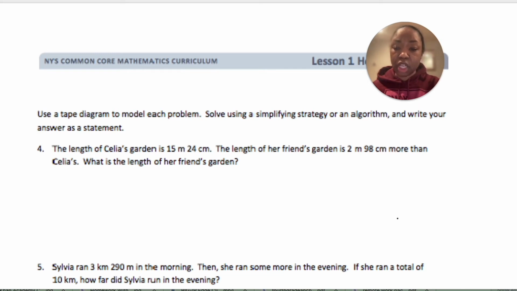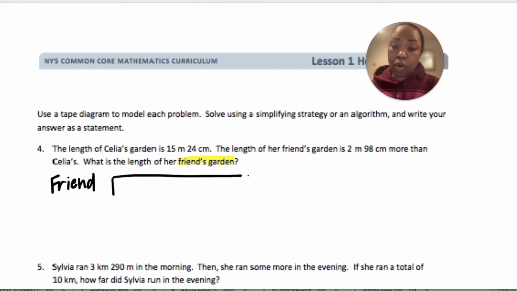The length of Celia's garden is 15 meters, 24 centimeters. The length of her friend's garden is 2 meters, 98 centimeters more than Celia's. What is the length of her friend's garden? So, they want to know the length of the friend's garden. So that's what I'm going to do a tape diagram for. Her friend.